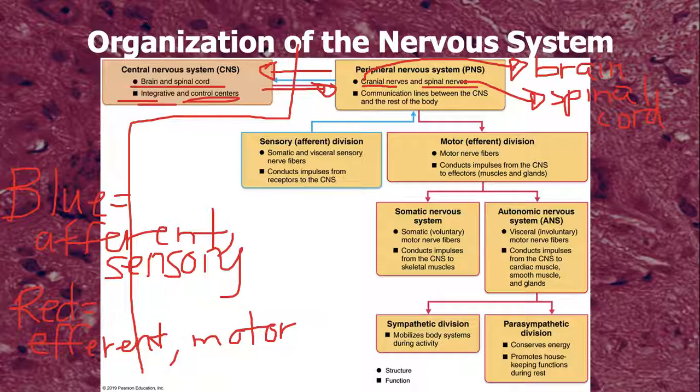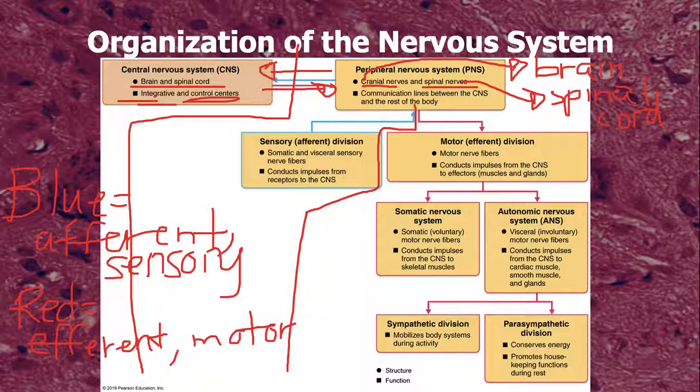We're going to separate the peripheral nervous system now into two categories, okay? And that line goes right here. So now we have sensory, or the afferent division, and motor, or the efferent division. They are divided based on which direction the information is going. They're both still in the periphery, but the sensory or afferent division is going to send information to the central nervous system, and the motor or efferent division is taking information out of the central nervous system.